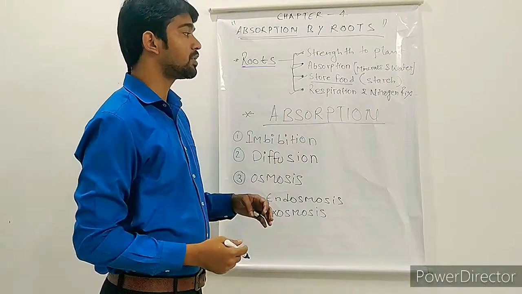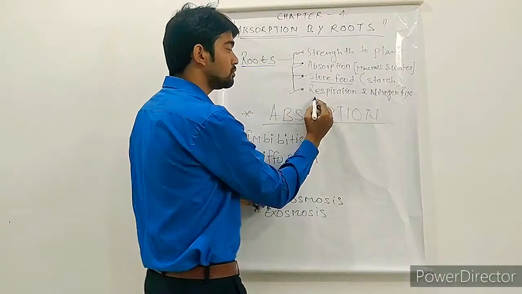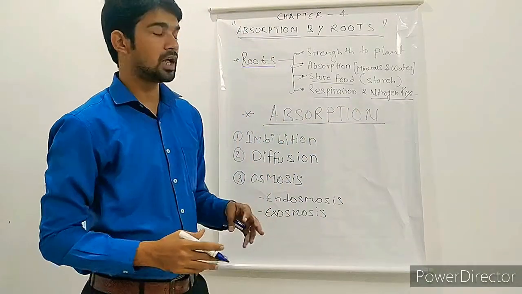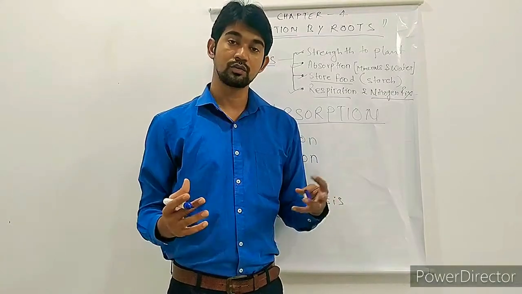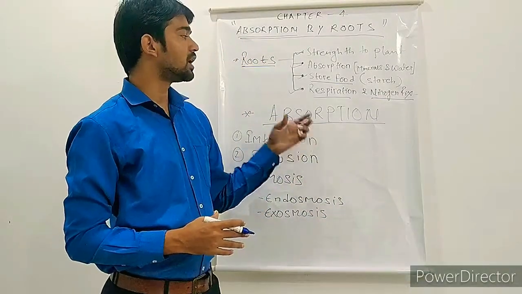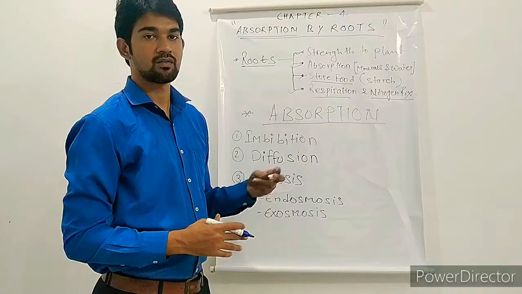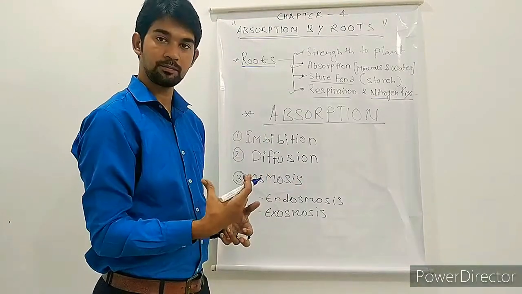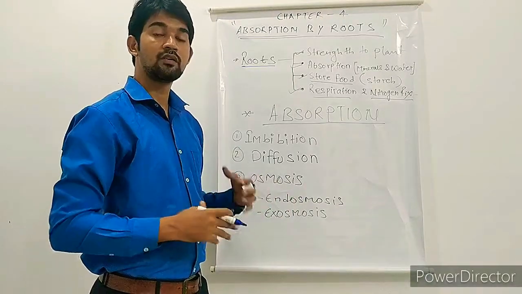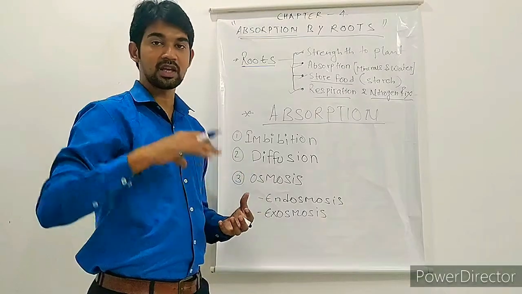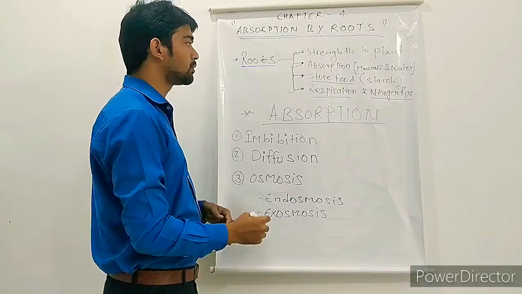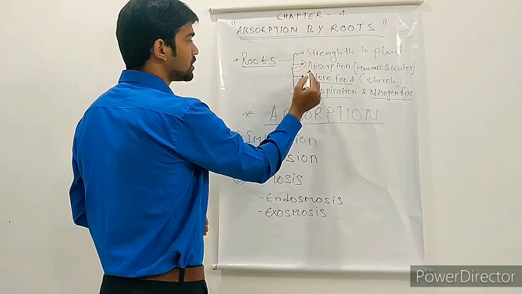Lastly, respiration and nitrogen fixation. These are the two most important functions of a root. Nitrogen fixation helps in promoting good nitrogenous compounds in the soils because they help in the growth of the plant, and they help in respiration. Respiration as in they absorb water. They help in cellular respiration as well as they help in promoting photosynthesis by absorbing water and taking it to the leaves. Now let us talk about point number 2, which is absorption.